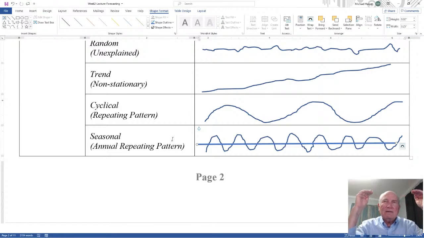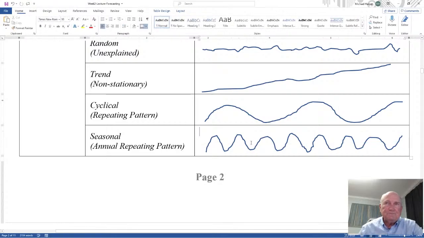So a cyclical component just says it's repeating. It's repeatable, and we can capture that and forecast the future. But a seasonal component is a cyclical component, a special kind that repeats every year. So every year it repeats that same pattern. And so this is what we'll be looking at in here.